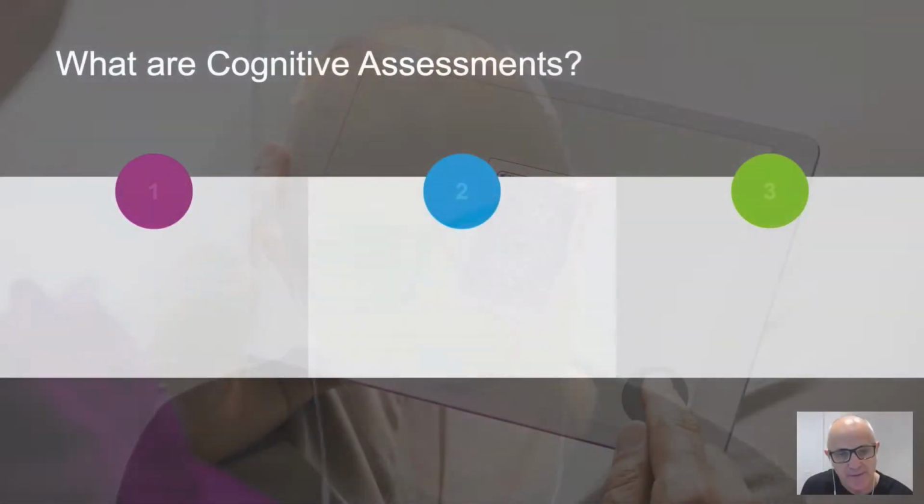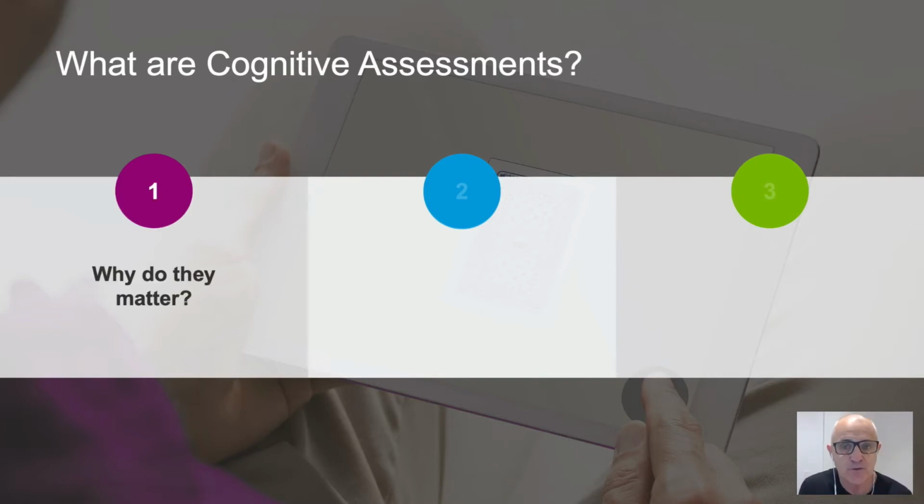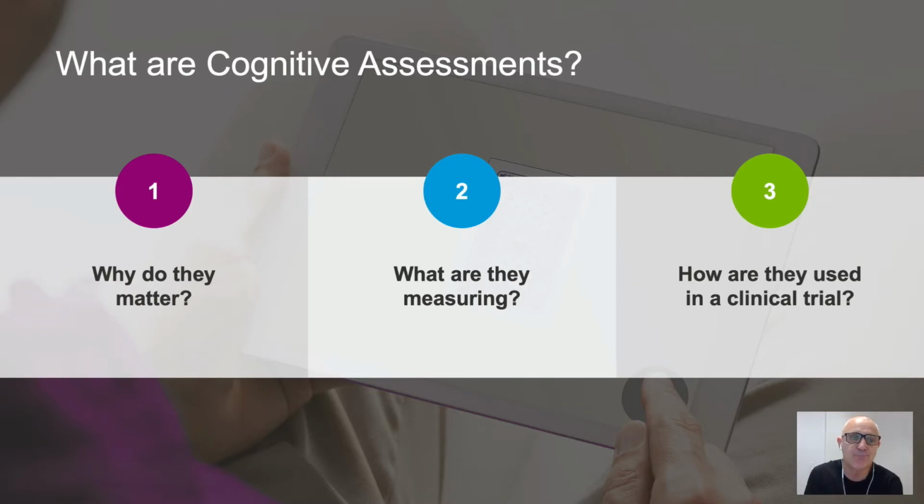I'm Chief Scientific Officer at Cogstate, and in this video today what I'm going to do is take you through and introduce you to the way in which we use cognitive tests to make decisions about drugs in clinical trials. So what I want to cover is three main things when we're thinking about how you assess cognition. First of all, why do you assess cognition? What do cognitive tests actually measure and how are they used in a clinical trial?